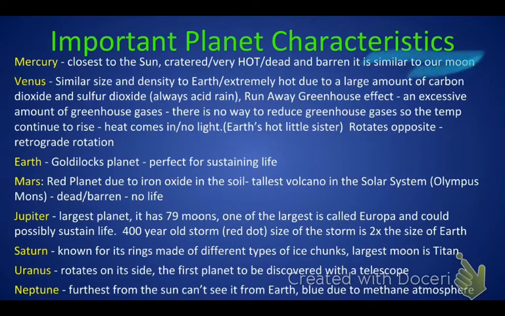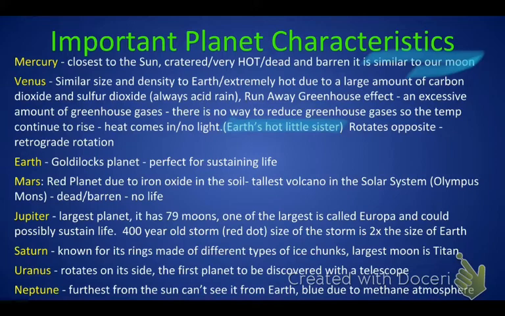Okay, similar to our moon. Venus is a similar size and density to Earth, so we call it Earth's hot little sister because it is just like Earth in size and density, but it is extremely hot. There's a large amount of carbon dioxide on the surface, and carbon dioxide is a greenhouse gas. You guys learned about that previously. Because there are so many greenhouse gases, Venus just continues to get hotter and hotter because the heat that comes in is trapped on the surface and does not get released from Venus's atmosphere. It just stays there, so the temperatures continue to rise. Heat comes in, there's no light.